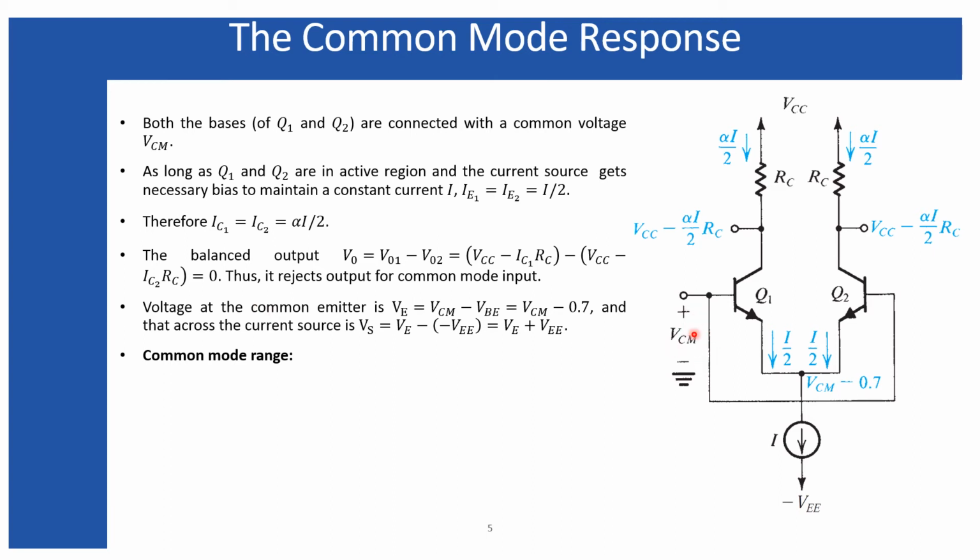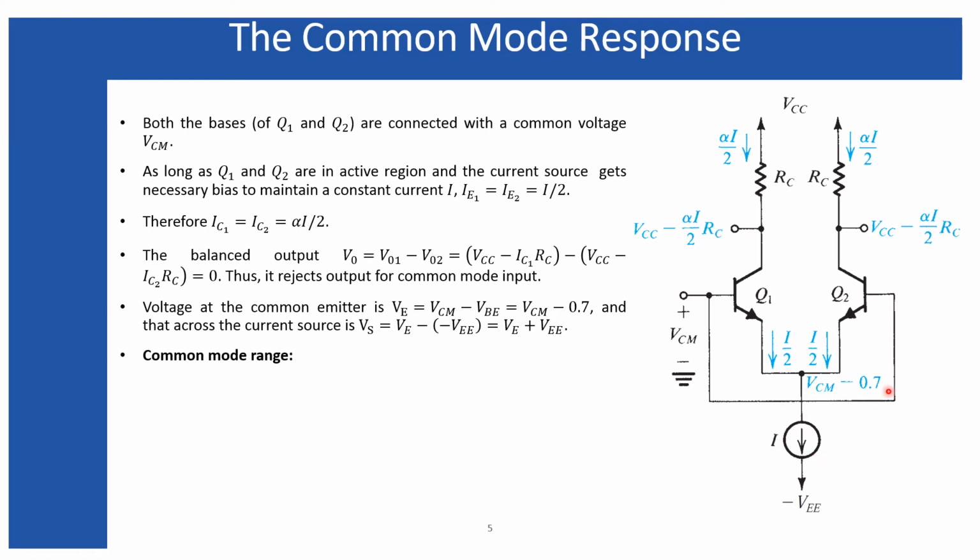And for the minimum voltage, as I told in the earlier point, as you decrease this VCM, the voltage across the current source will also be reduced. So the minimum limit of the VCM will be the one for which the biasing of the current source is going out.